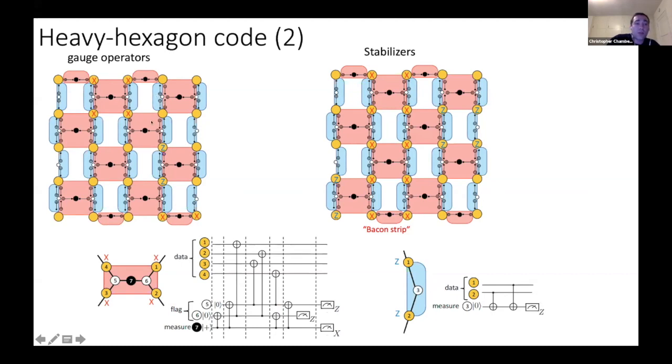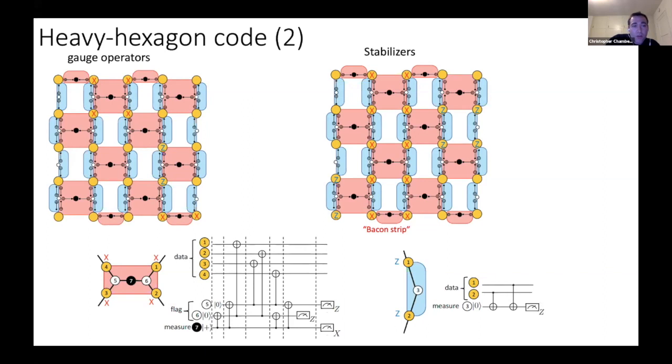The measurement outcome of these weight 2 operators is random, but their product is either plus or minus 1 depending on whether you have an error that anti-commutes or commutes with the stabilizer. And so these weight 4 blue operators are the stabilizers of the surface code, and by measuring products of weight 2 operators, we can get their eigenvalues.